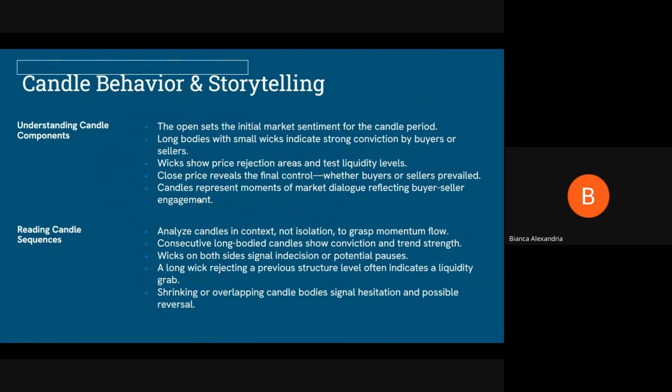Alrighty, so candle behaviors. We left off in the last session with the introduction to candles, and we will use that knowledge to read candles in sequences, not just individual candles in isolation. Momentum forms from consecutive conviction candles, and hesitation forms when the bodies shrink or overlap. This is going to help us see when price is most likely losing energy or gaining momentum.